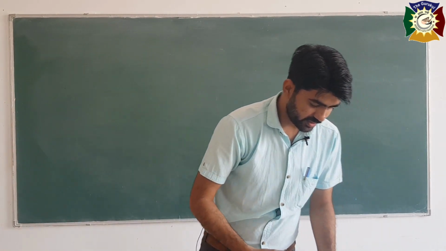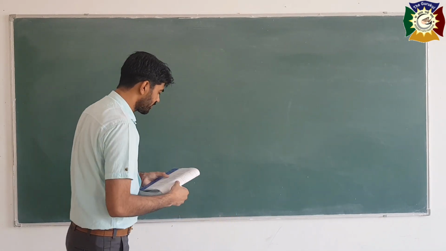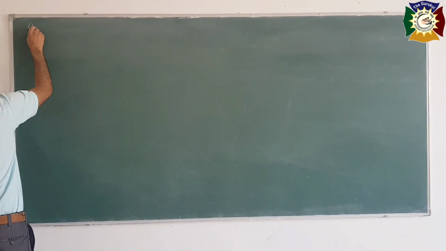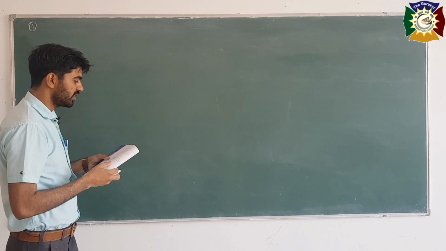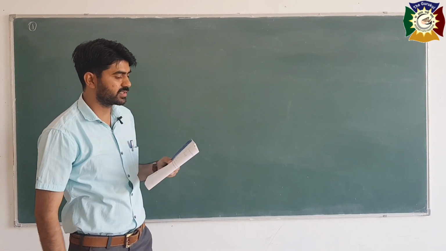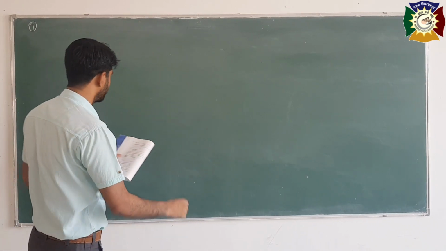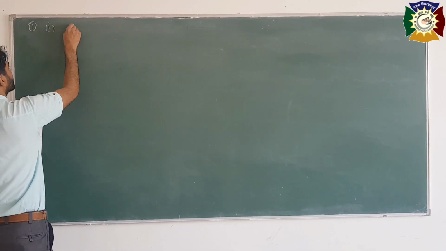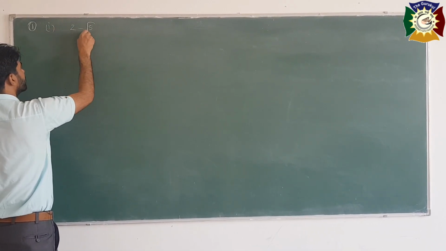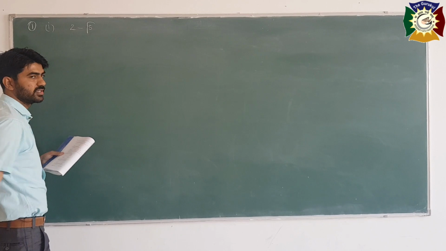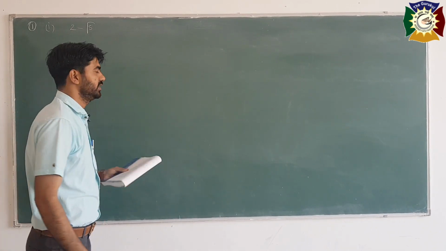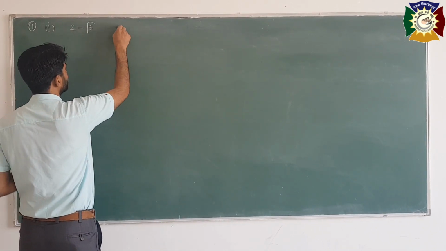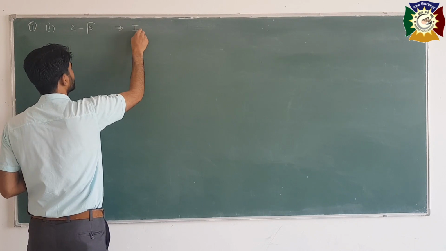Exercise 1.5, first question. First, we have to classify whether the given number is rational or irrational. First number, 2 minus root 5, rational minus irrational. Answer will be irrational. This we have learned earlier. So this is irrational.